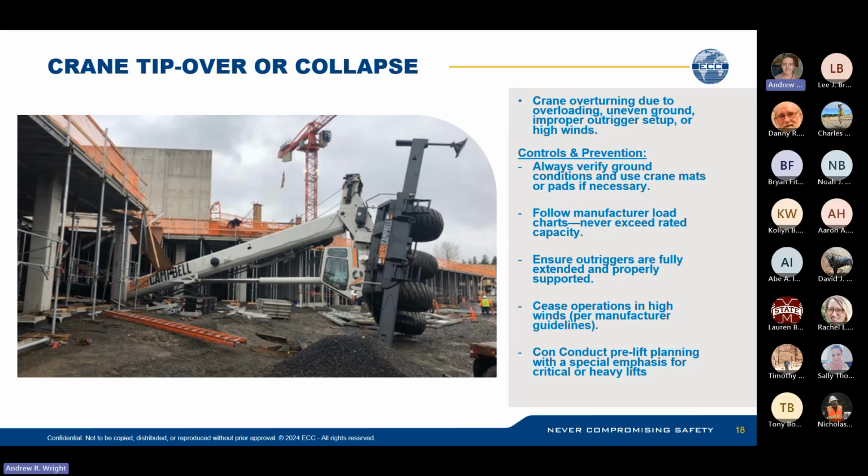Ensure the outriggers are fully extended and properly supported given the site conditions. And cease operations in high winds. Each crane is going to have its own safe operating parameters for wind. So you should know that before you bring it onto the job site, so that if you're an SSHO and you observe abnormally high winds, you could pause the crane lift. And lastly is conduct pre-lift planning with a special emphasis on critical or heavy lifts, which a critical lift is anything that is over 75% of the rated crane capacity.